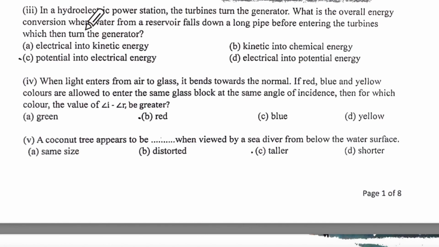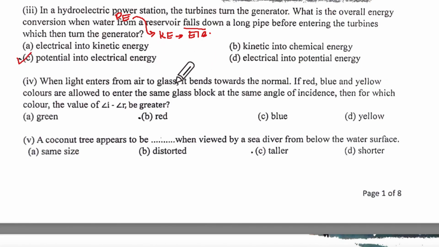What is the overall energy conversion when water from the reservoir falls down a long pipe before entering the turbine? So that will be your potential energy, then kinetic energy it will convert into, and then the generator means electrical energy. So potential into electrical is the correct one.